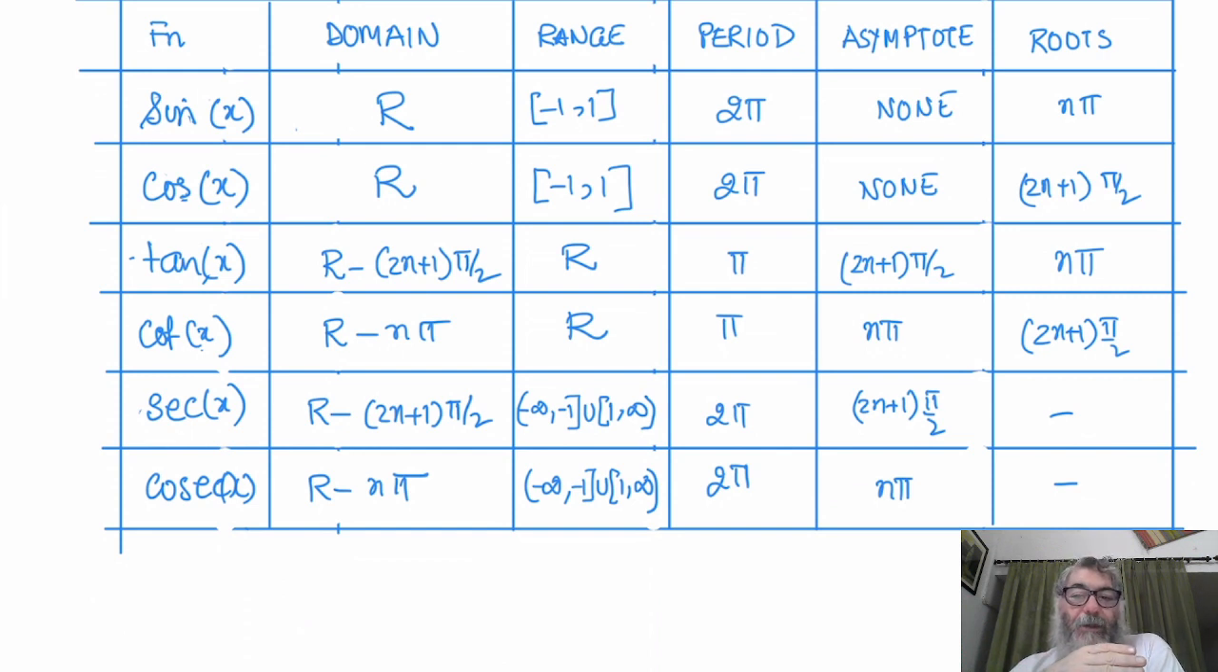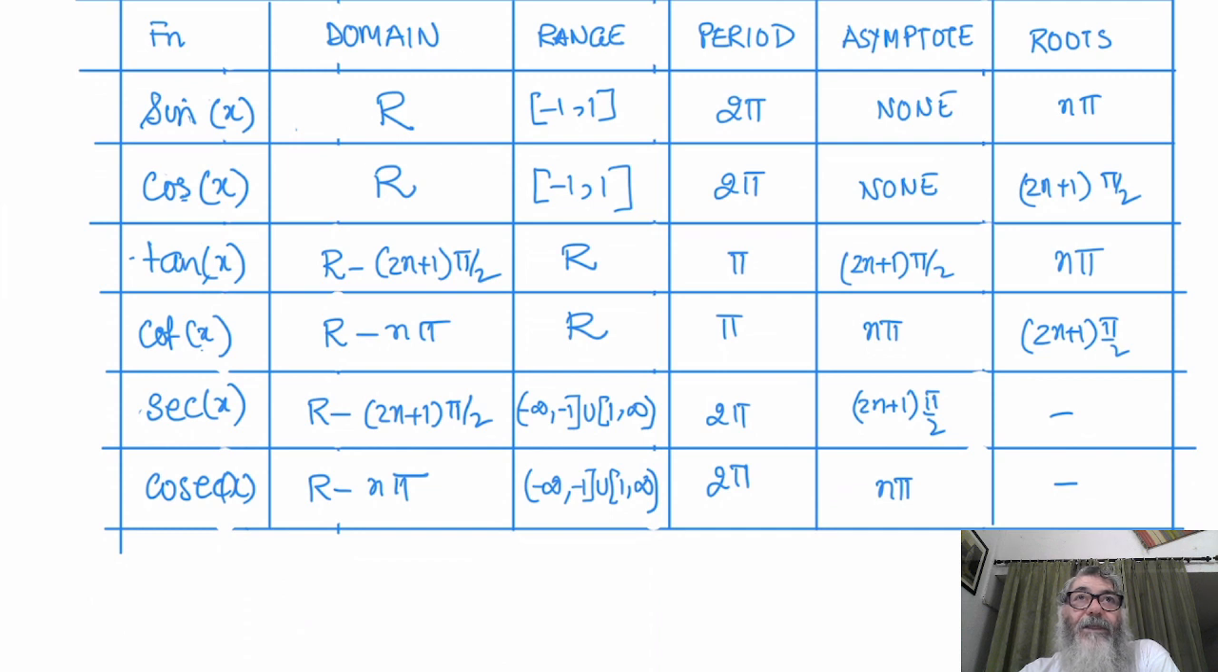The period is 2 pi. It repeats itself after 2 pi. If I cut a graph from 0 to 2 pi and put it at 2 pi, you will get the next graph. If I cut it at 4 pi and put the graph again, I'll keep getting the graph. So 2 pi is the complete period. It doesn't have any vertical asymptotes.